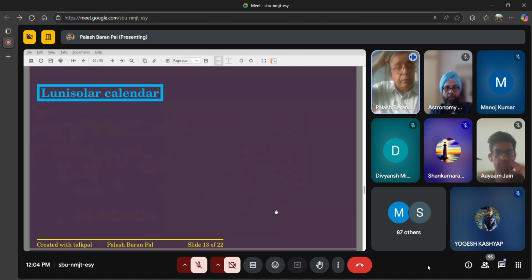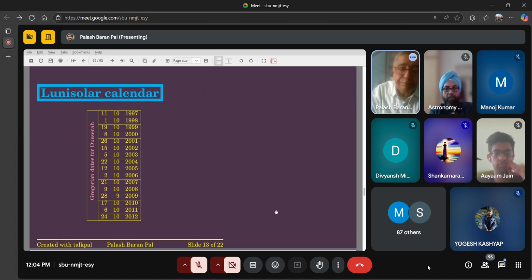And now let me give you an example of a lunisolar calendar. And of course, the easiest example that I can give you is the calendars which are followed in northern and western parts of India. So let's say the Gregorian dates of the Dasera in this calendar. Here again, I am going down in this chart. So let's say in 1997, it was 11th of October. 10 days earlier, 1st of October, 1998.